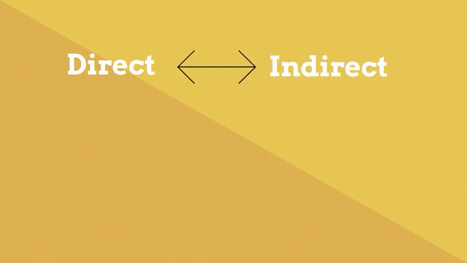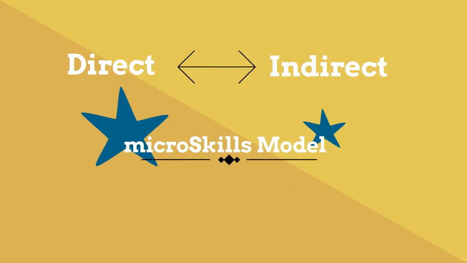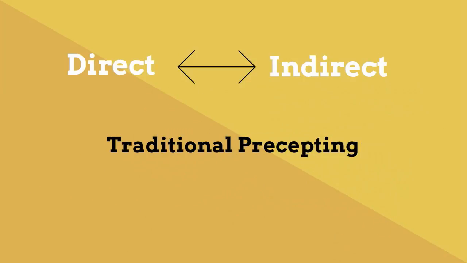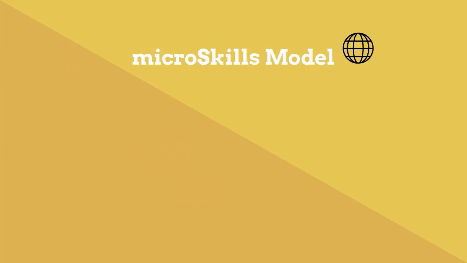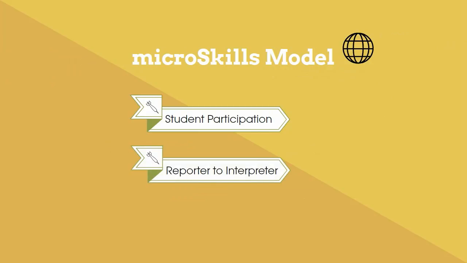Both direct and indirect evidence support the effectiveness of this teaching model. Direct evidence indicates that traditional precepting places more focus on correct diagnosis and treatment of the patient, whereas the microskills model leads to a higher degree of student participation in decision-making. It also fosters the process of the student moving from reporter to interpreter while maintaining excellent quality of patient care.